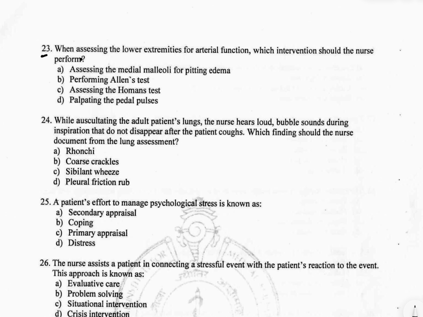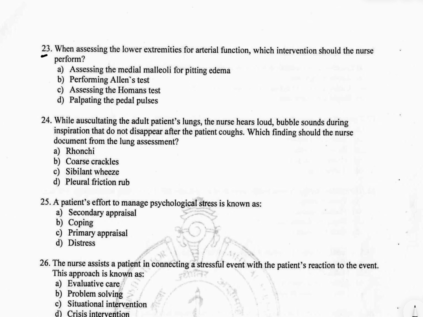So the 23rd question is, when assessing the lower extremities for arterial function, which intervention should the nurse perform? Option A is assessing the medial malleoli for pitting edema, option B is performing Allen's test. Option C is assessing Homan's test, and option D is palpating the pedal pulses.